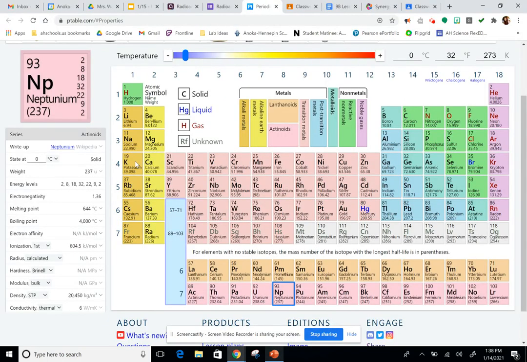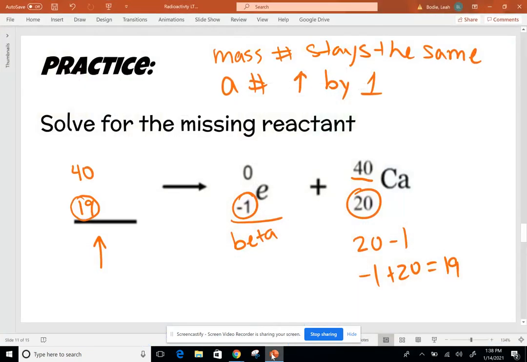So when I look at my periodic table, I see that potassium has an atomic number of 19. So now I can go back and put my K for potassium. And I should always double check to make sure that everything is balanced. So for my mass number here, I started with 40. And then on the right side, I have 0 plus 40. That equals 40. Perfect. That's balanced.